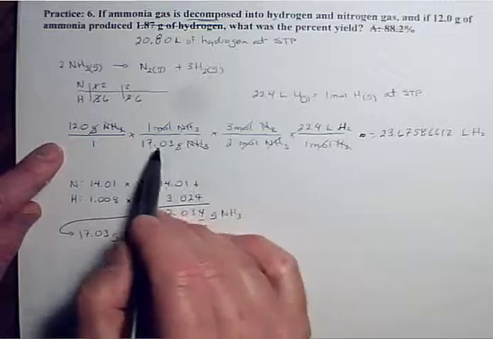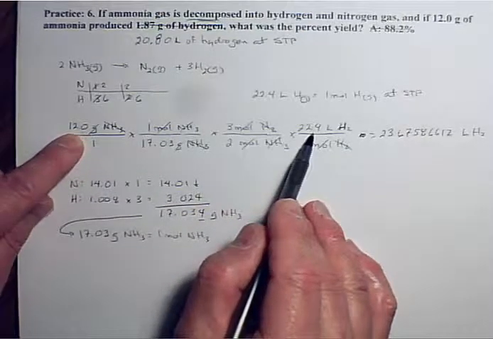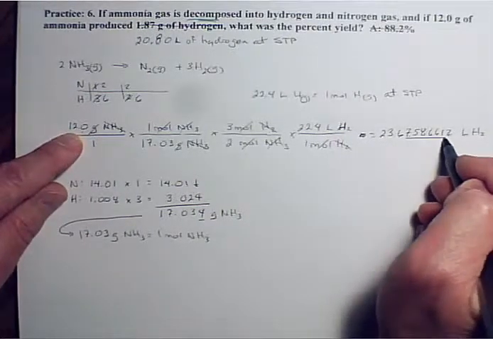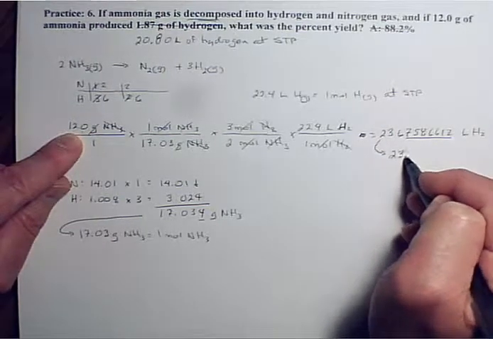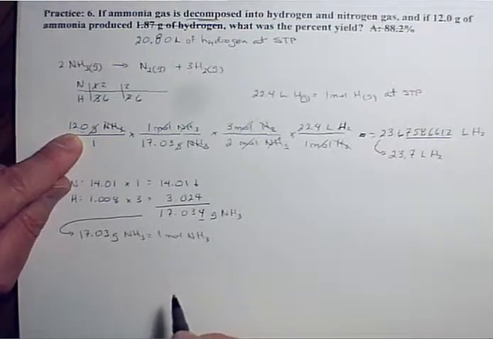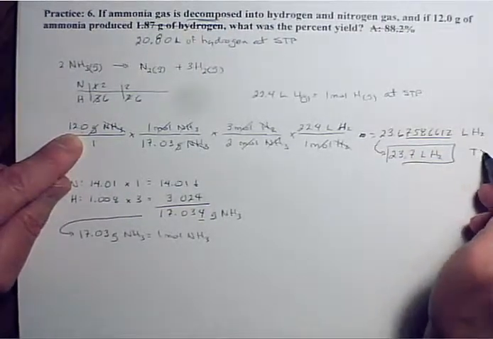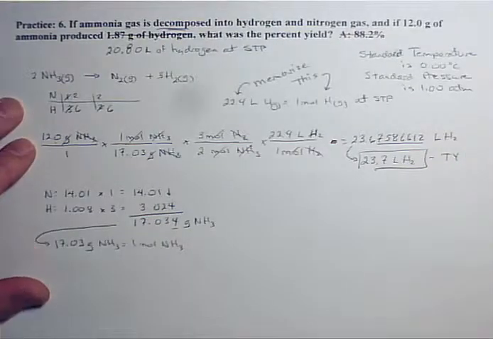And we need to round off again. Looking at the problem, this number and this number have the least digits. They both have 3, so we want 3 digits in our final answer. Underline everything after the first 3 digits. Round off, we get 23.7 liters of H2, and that's our theoretical yield. Okay? How did you get 22.4?